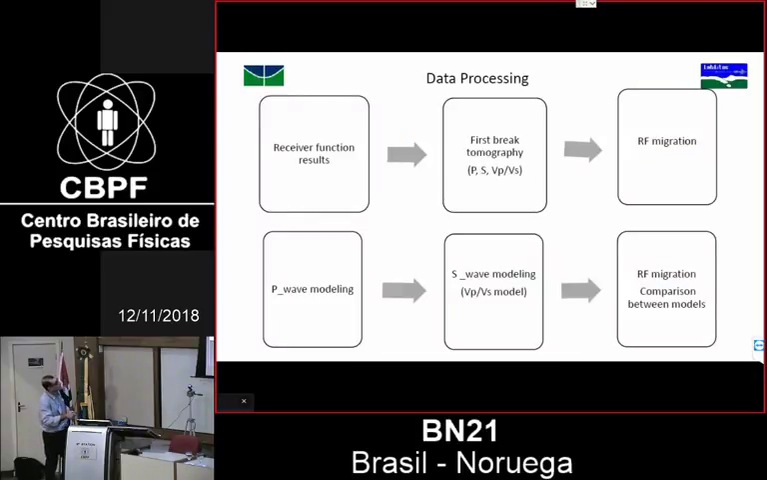This is the processing sequence: receiver function, first-break tomography, and then you can make an RF migration. After that, we have P-wave modeling obtained by ray tracing, S-wave modeling, and then you can return to RF migration and make the comparison between the models.